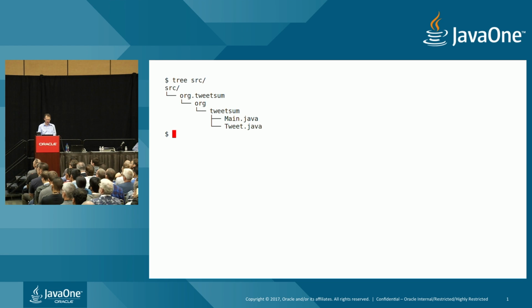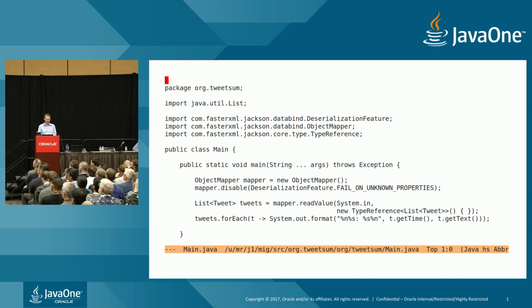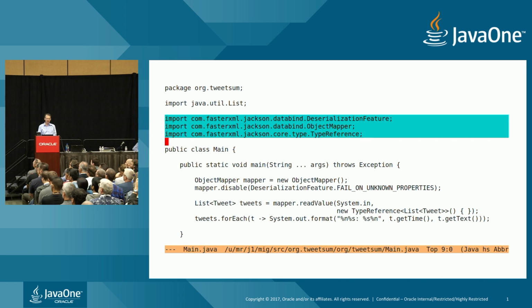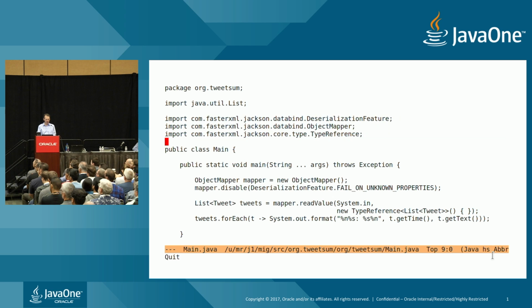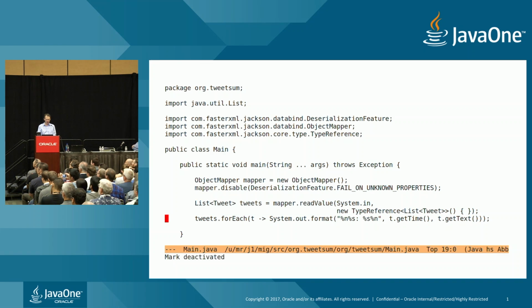org.tweetsum is the name of the app. It's got a main class. It's got two classes, unlike this morning's app. Let's take a look. It uses the Jackson JSON data binding library. This is very simple. It creates an object mapper, makes a list of tweets, reading from system input, and then displays those tweets on standard output. And it uses this tweet class nearby.